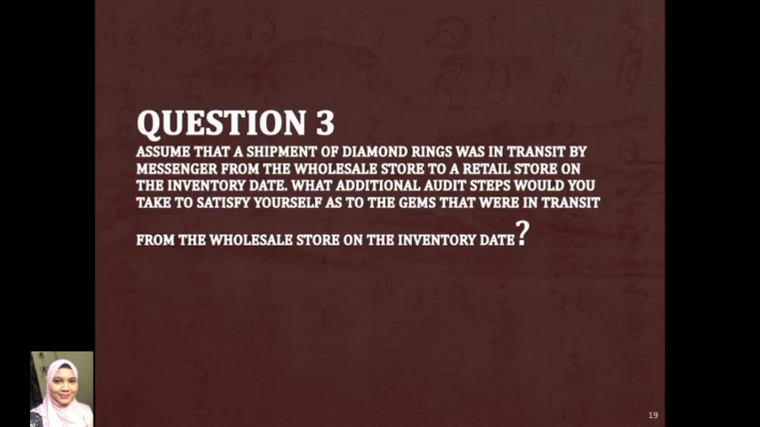Okay, next, question 3. Assume that a shipment of diamond rings was in transit by messenger from the wholesale store to a retail store on the inventory date. What additional audit steps would you take to satisfy yourself as to the gems that were in transit from the wholesale store on the inventory date?